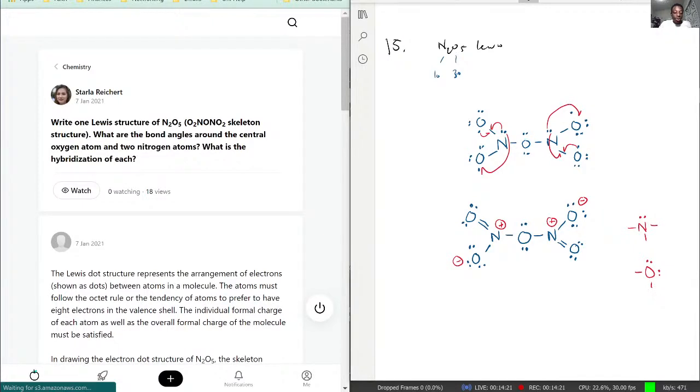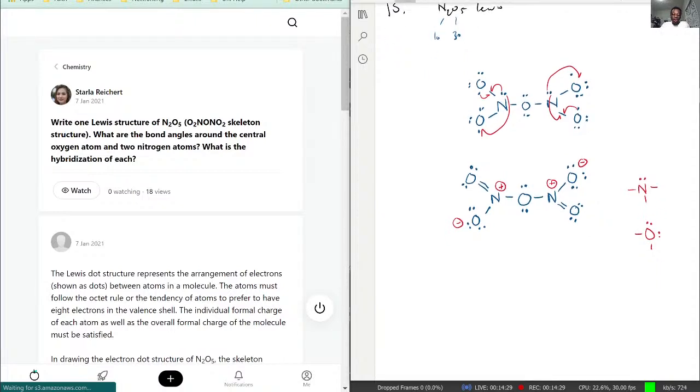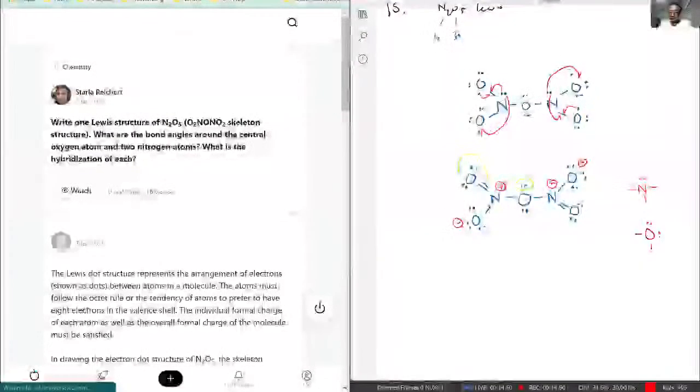So the first thing they ask is, what are the bond angles around the central oxygen atom and the 2 nitrogen atoms? Okay, the central oxygen atom would have a bond angle of like, and this is where it gets a little bit crazy, because I could actually draw a resonance structure if I really wanted to, where I moved this one out here, so that bond here, and moved this bond into here. And the same exact thing happened where I moved this out here and this one into here.